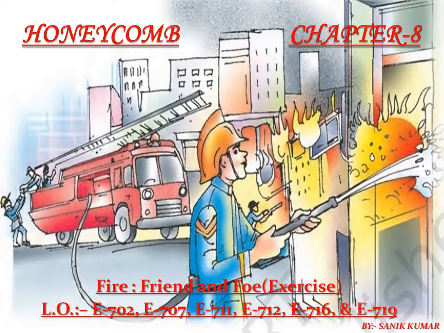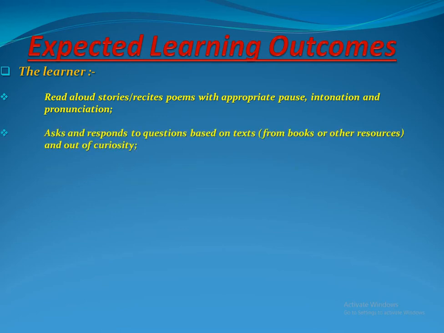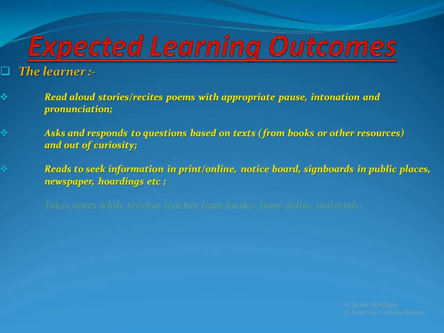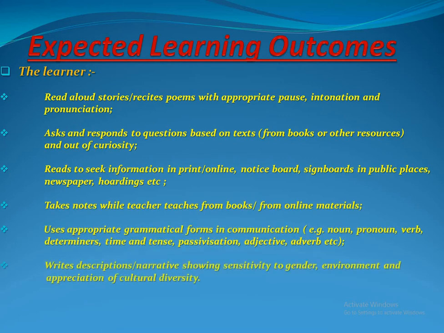Today we will solve the exercise of chapter 8, that is Fire, Friend and Foe, of your book, that is Honeycomb. Dear children, these are expected learning outcomes which will be achieved by us after solving this exercise. As you know that we already read and understood the whole chapter in previous two videos. Today we will solve the exercise of this chapter. Let's start. First go to comprehension check, which is written on page number 118.